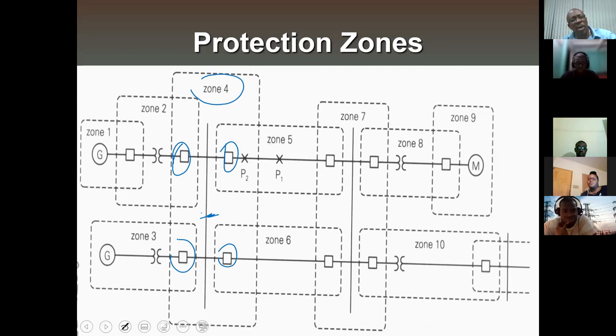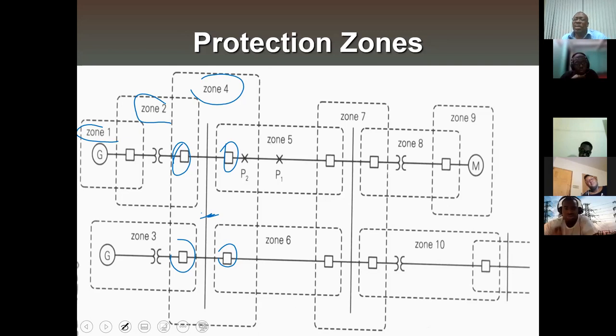Similarly, because zone one and two are connected, if I were to have a fault on zone one, in this instance it is showing the generator separate from the transformer, right? But if I had a problem on zone one, which is the generator, it would automatically cause the equipment in zone two to trip. So I remove that from the system. Are we clear?